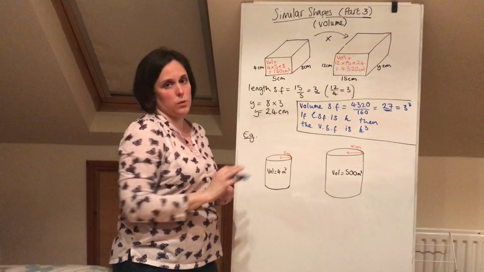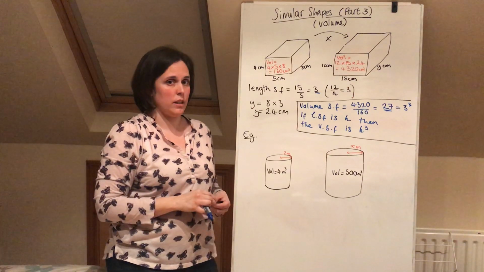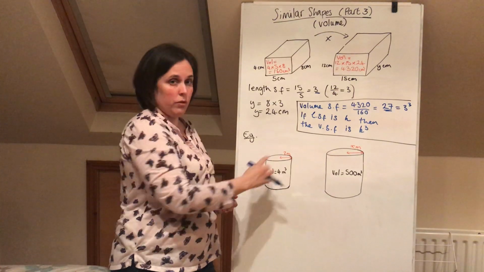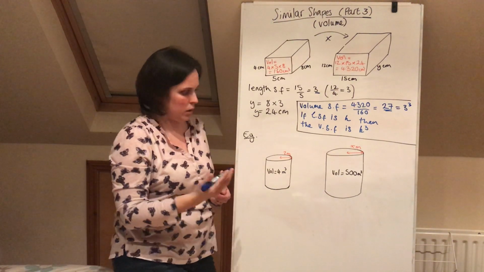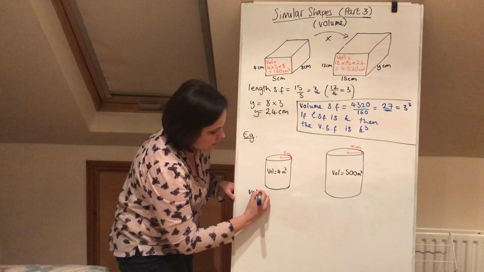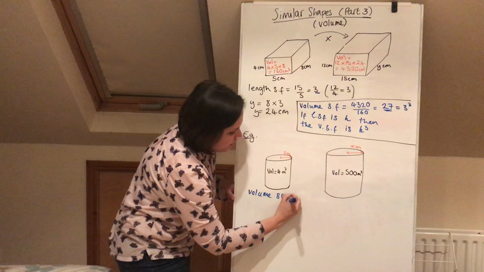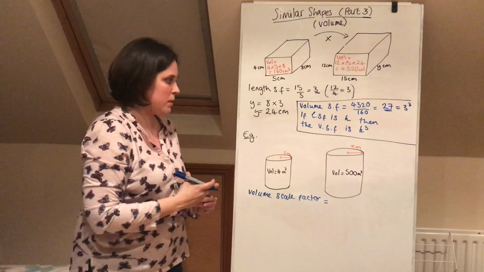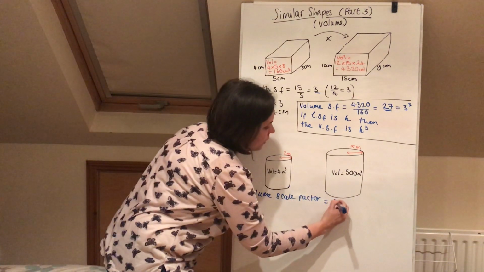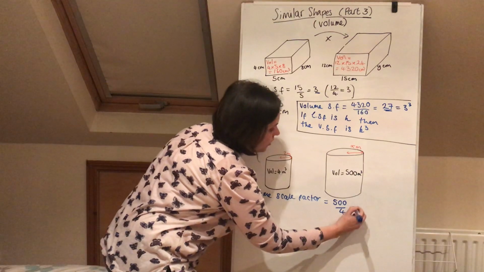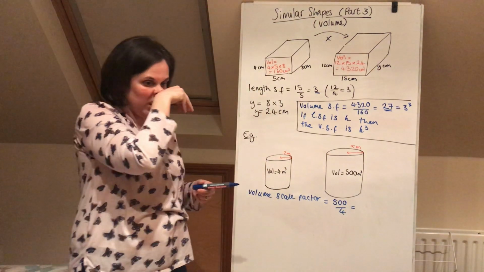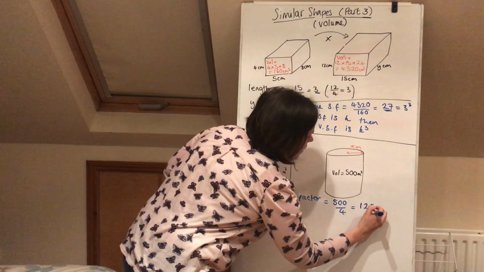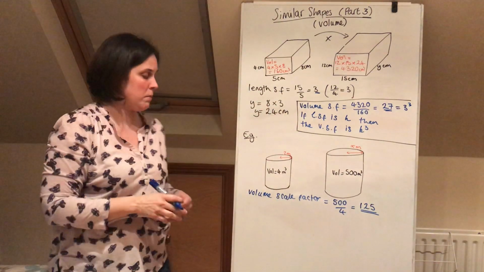And to begin any of these questions, the first thing you must do is to find the scale factor, whether it be the length one, the area one, or the volume one. So in this case, the only thing we've got for both is the volume. So we're going to find the volume scale factor. Now, just like with all the other questions, do the bigger one divided by the smaller one because the maths is easier. So we're going to do 500 divided by 4. And 500 divided by 4 is actually 125. So that is the volume scale factor.